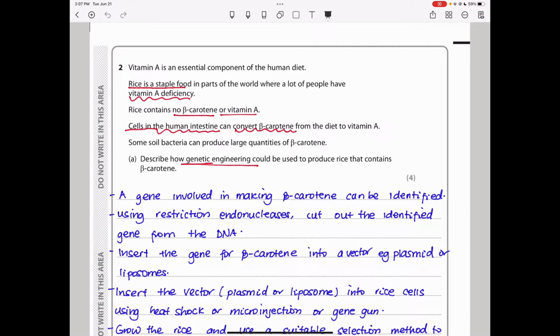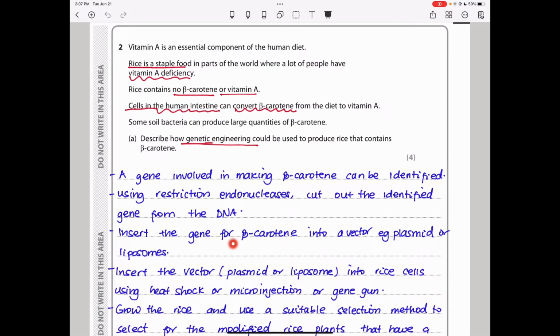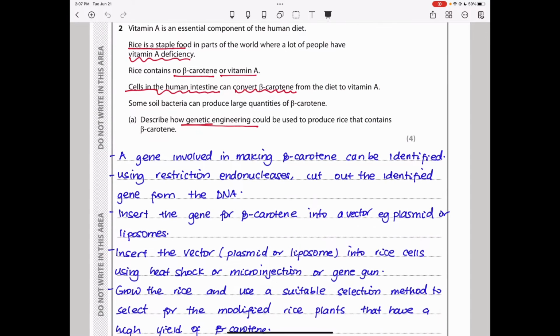So I say using restriction endonucleases, cut out the identified gene from the DNA, and then we can insert the gene for beta-carotene into a vector or plasmid or liposome. Now, these are all vectors. A vector can be a plasmid, or it can be a liposome, or it can be other ways in which we can deliver genes into specific organisms or into cells of various organisms. So after inserting it, we will insert the plasmid, the vector basically, whether you use the plasmid or liposome, into the rice cells.